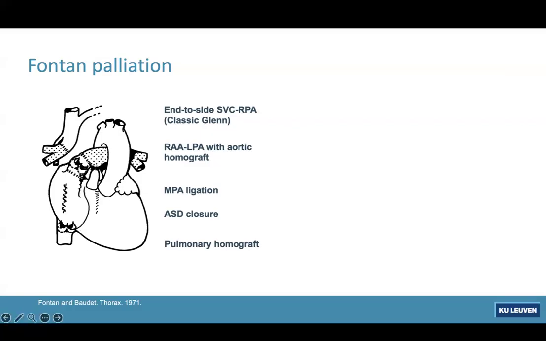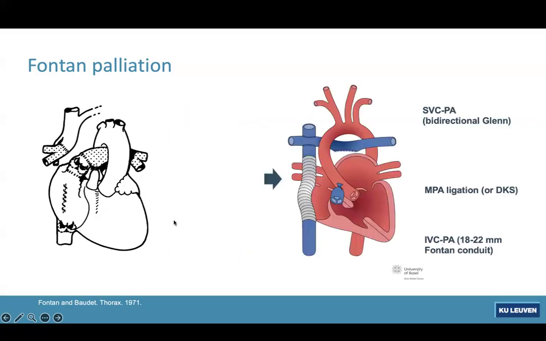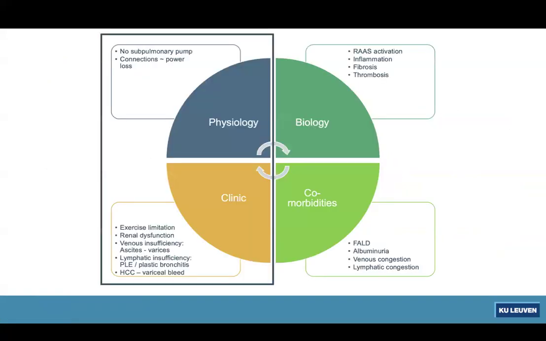You also see that, interestingly enough, Dr. Fontan put two valves inside and closed the ASD. That is obviously not the type of Fontan we see nowadays, where you see a bidirectional Glenn connected to both PAs, and where you mostly now have an extracardiac conduit, an 18 millimeter conduit connecting the IVC as well to the pulmonary arteries.